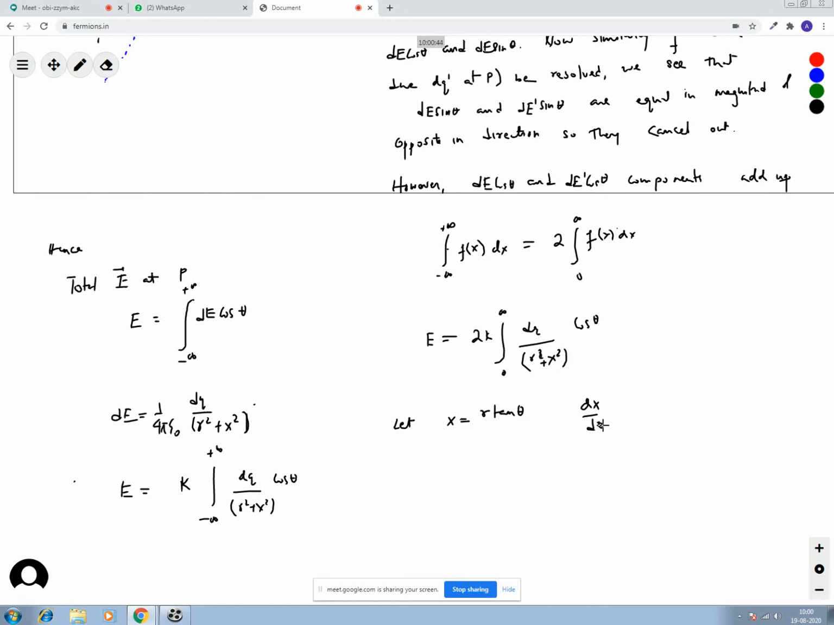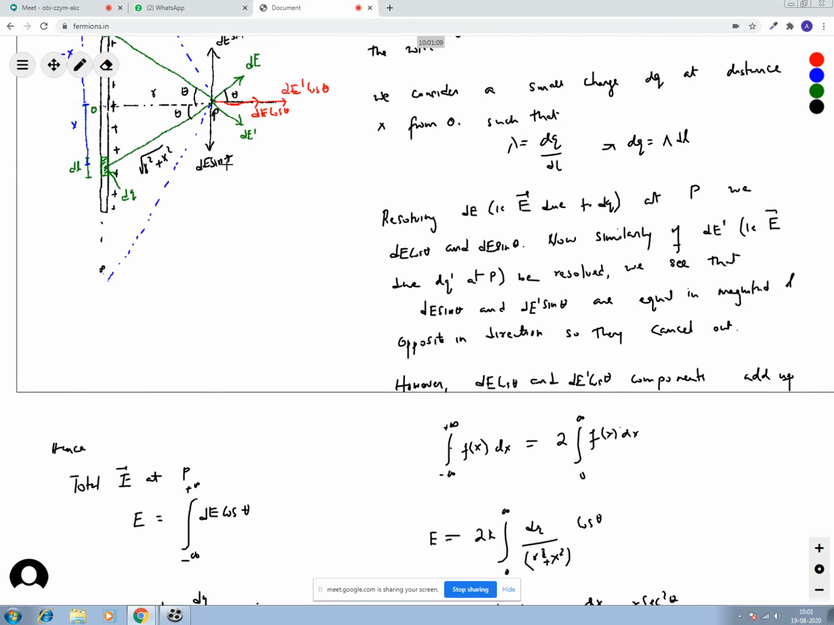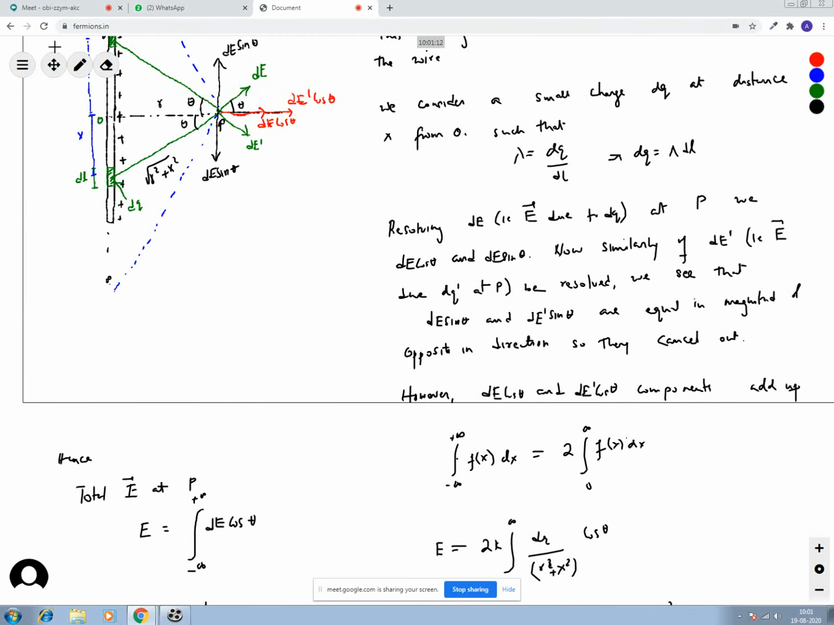So dx by d theta will be equal to r sec square theta. That means dx would be r sec square theta d theta, correct? So, and what can you write? For dq, wait a minute, this is dx because I have taken this as x, so this one should also be x only. This should be dx, not L.